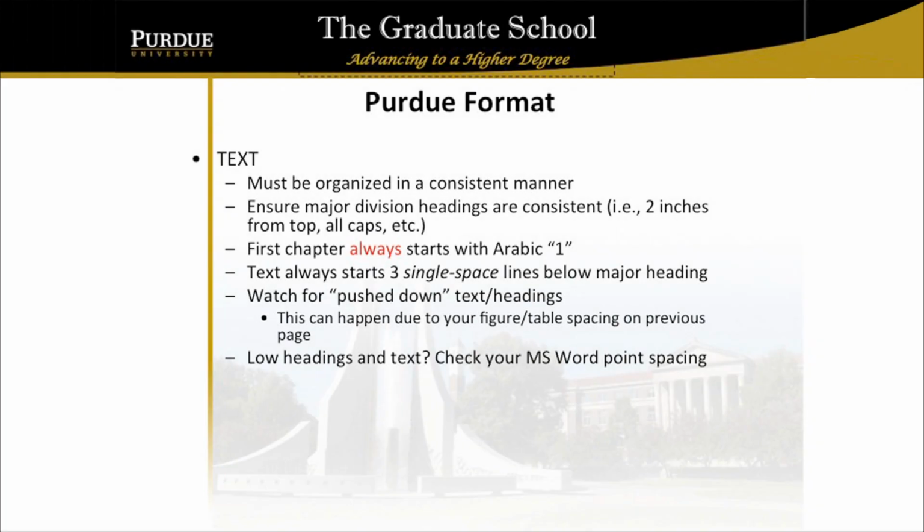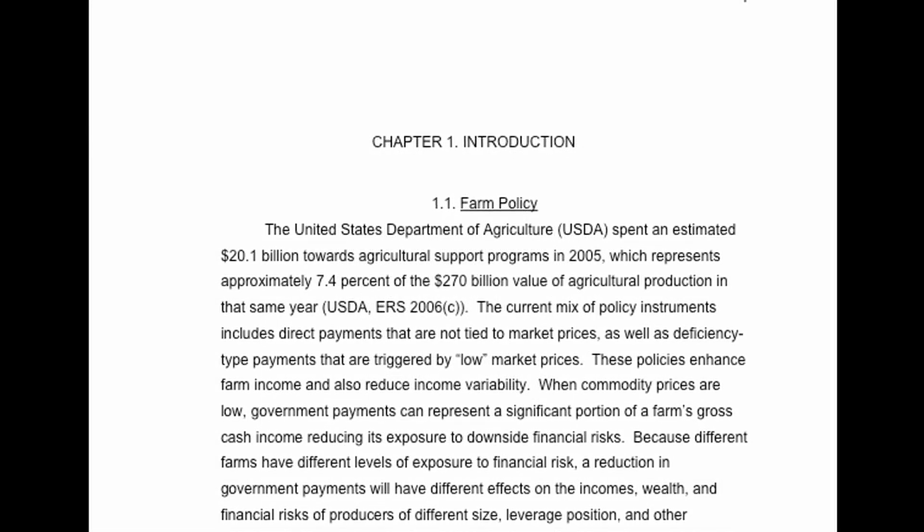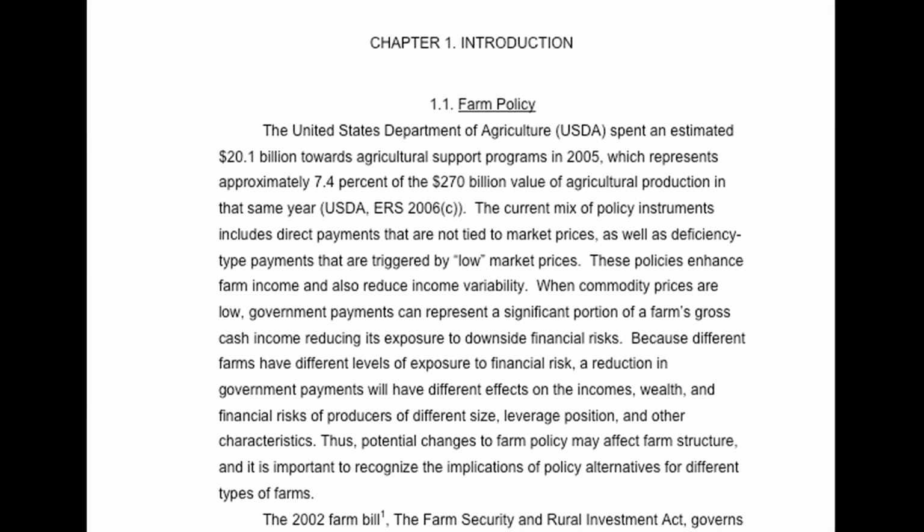Okay, text. Again, this would be the first page of your first chapter. Again, you would put Arabic numeral 1 there. Make sure it's organized in a consistent manner. Make sure your division headings are consistently set up. Make sure your spacing is consistent throughout your document.